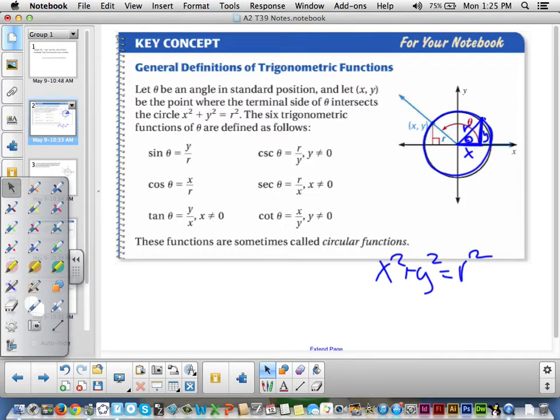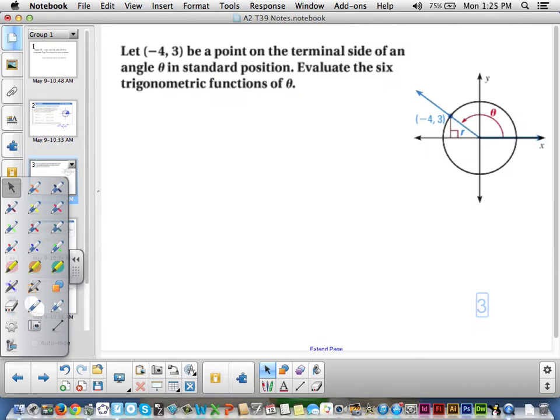Now, sometimes what we do is we put these into what's called the unit circle. Unit circle is just like any other circle, except the radius is 1. So the equation for a unit circle is x squared plus y squared equals 1. Let's do this problem first, I guess. Jumping a little bit ahead of myself. Let negative 4, 3 be a point on the terminal side of an angle. Evaluate the 6 trig functions.